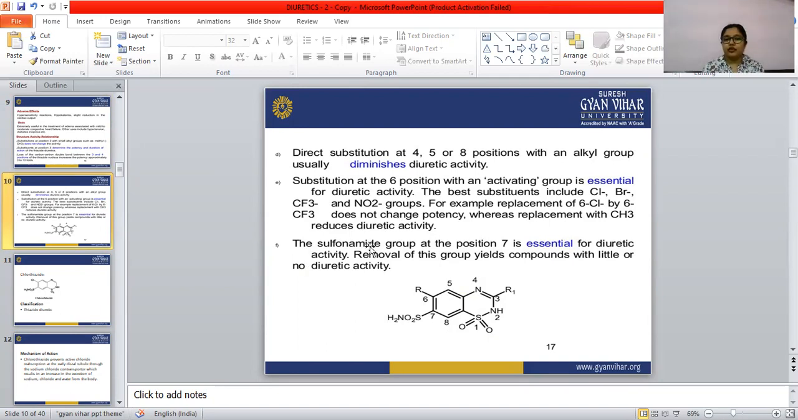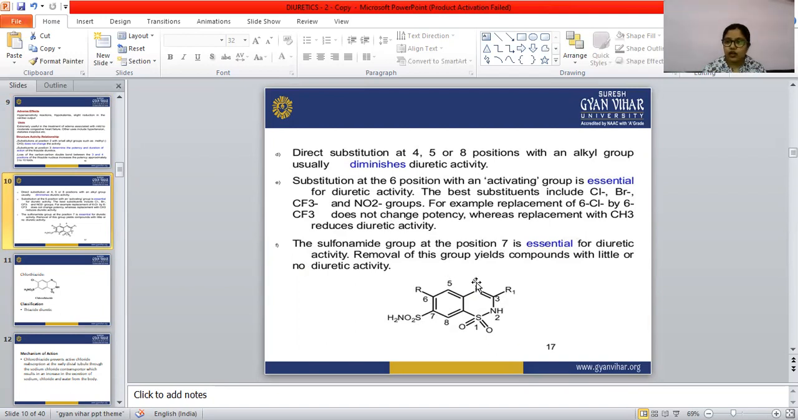The sulfonamide group at position 7 is essential for the diuretic activity, and removal of this group yields a compound with little or no diuretic activity. So at the 7th position there should be a sulfonamide group, and that sulfonamide group is necessary for the diuretic activity. So we have completed the SAR of the thiazide drug.